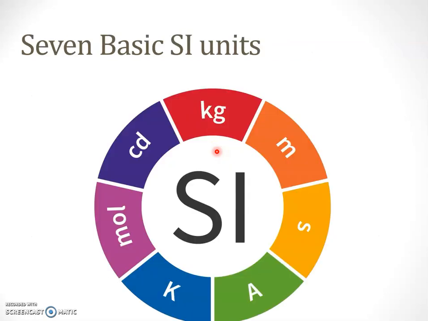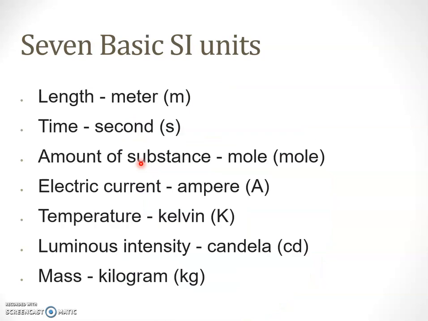There are 7 basic SI units adopted by the International System of Units. In its modern revision of the metric system, these are the 7 basic units: kilogram, meter, second, ampere, Kelvin, mole, and candela. These are the 7 basic units adopted by the International System of Units.